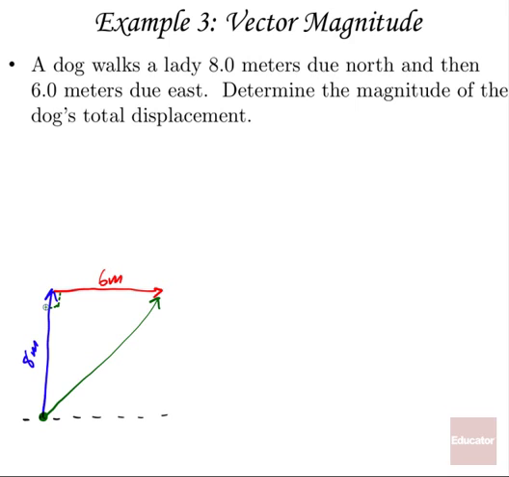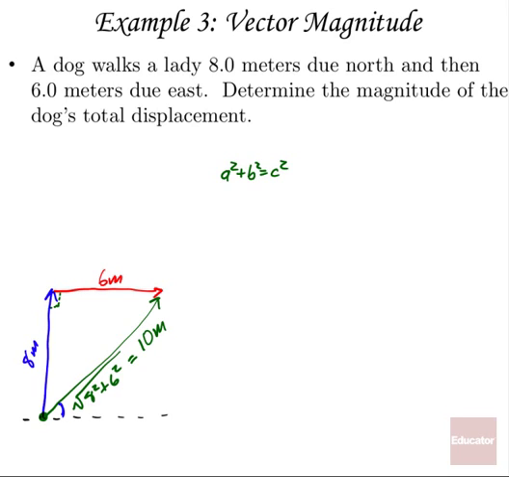We can use the Pythagorean theorem. A squared plus b squared equals c squared, where a is our 8 meters, b is our 6 meters, c is going to be our hypotenuse, or the displacement. Therefore, this is going to have a magnitude of the square root of 8 meters squared plus 6 squared, or square root of 64 plus 36, square root of 100, is going to be 10 meters. And say we wanted to know what this angle is.